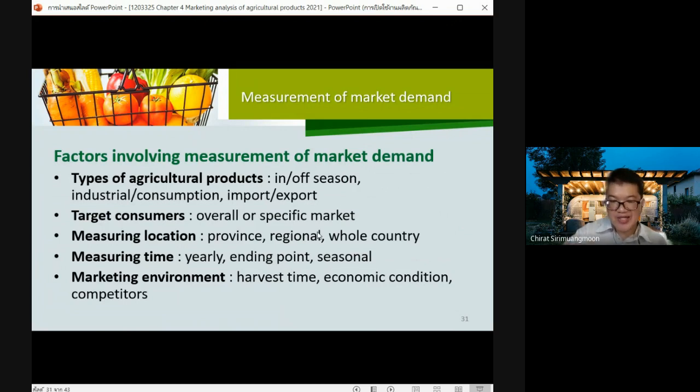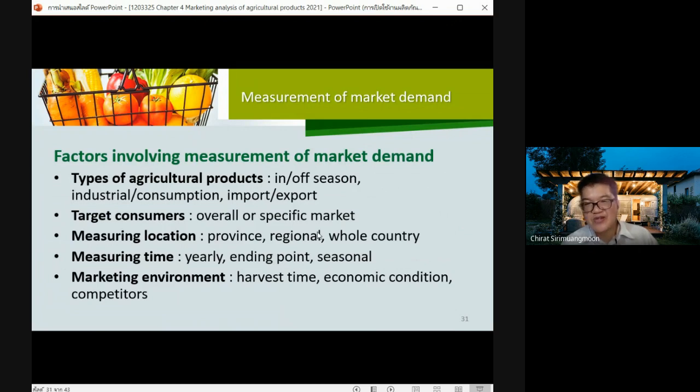The beginning of the season, high season, and also the end of the season might have different market demand. Like for durian, durian will be very expensive at the beginning and at the end of the season, but in the middle of the harvest time it is going to be quite low compared to the beginning and the end. Economic condition. Do you have any problem on economics or not?